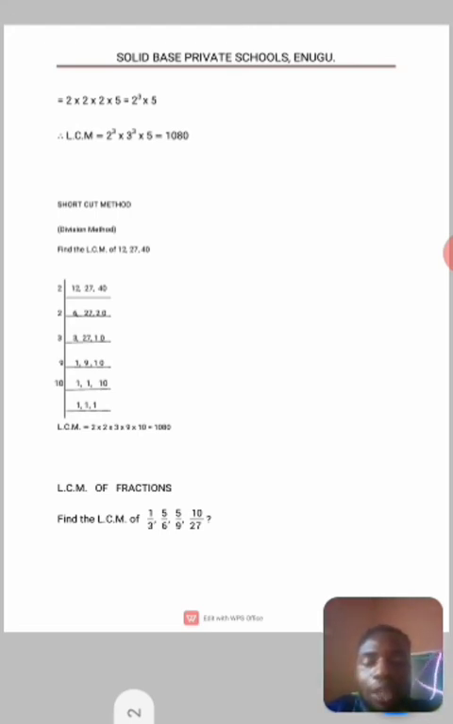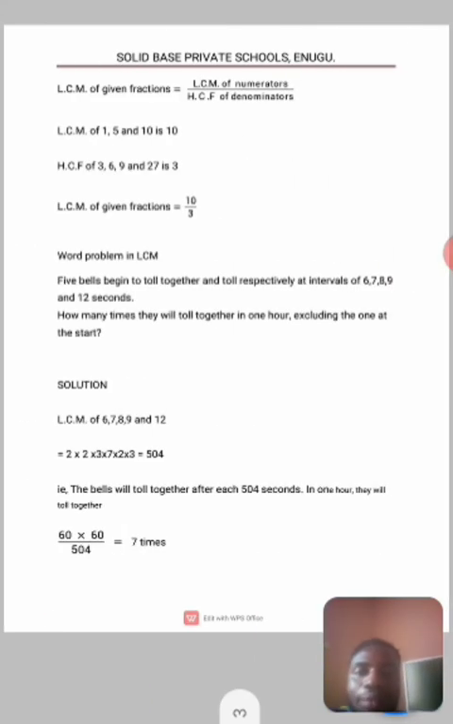So you can actually apply any of the two methods above, either the factorization method or the shortcuts or long division method, like we often call it. So the next thing we're going to look at now is how to find LCM of fractions. Okay, so we have a problem here to solve. Now find the LCM of 1 over 3, 5 over 6, 5 over 9, and 10 over 27.